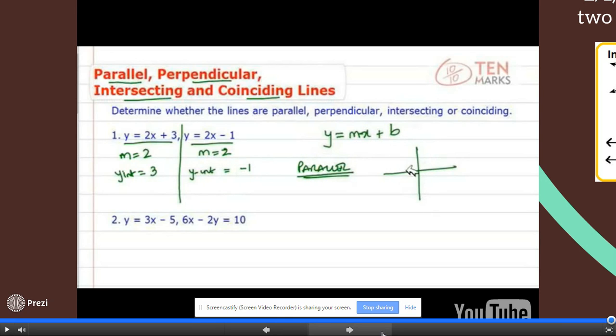Another way of doing it would be, this would be one line with a y-intercept, and this would be another line with a different y-intercept. If the slopes are the same and the y-intercepts are different, then these two lines are parallel. So in this case, the lines are parallel, and we did that by looking at the slopes and the y-intercepts. Let's do another problem.